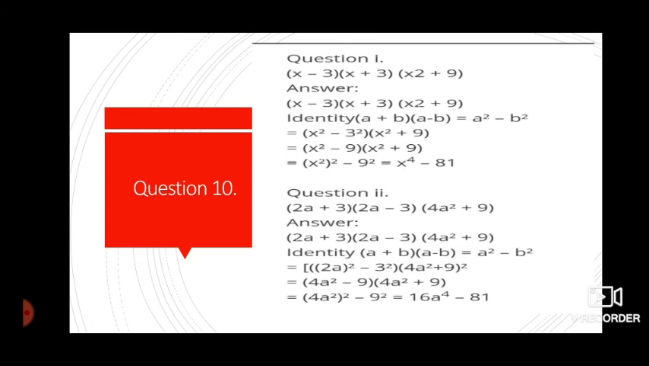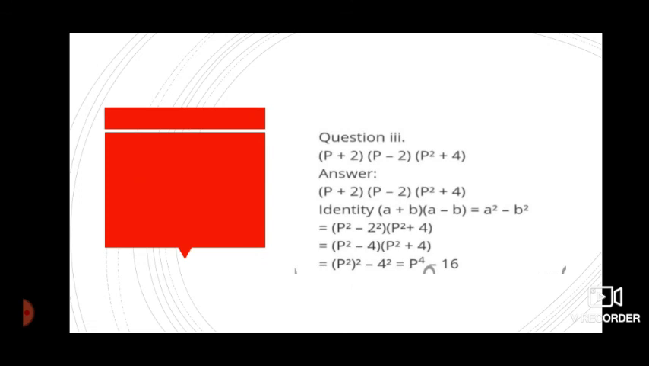9 into 9, 81. Okay, whenever I am explaining these steps, children, don't look here and there. Please try to follow step by step with my explanation. In that way only you can understand it easily. Next, in that only, question number 3: (p plus 2) into (p minus 2) into (p square plus 4).